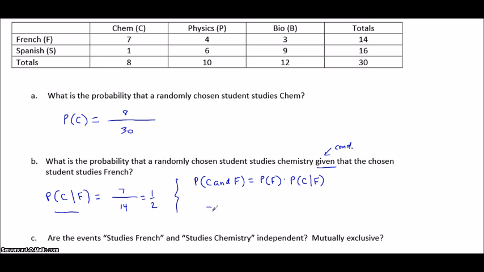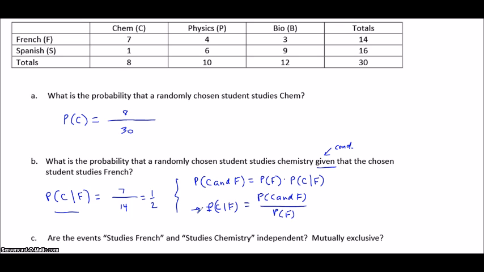If I went ahead and rearranged this expression, we could see that the probability of C given F is just going to be the probability of C and F divided by the probability of F.